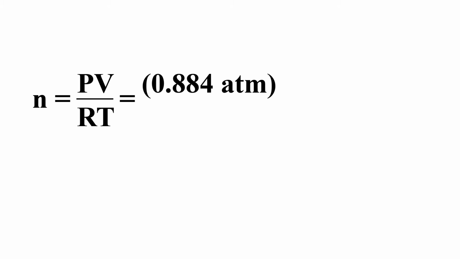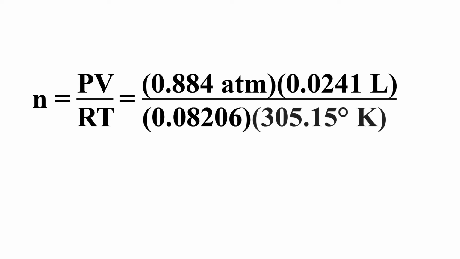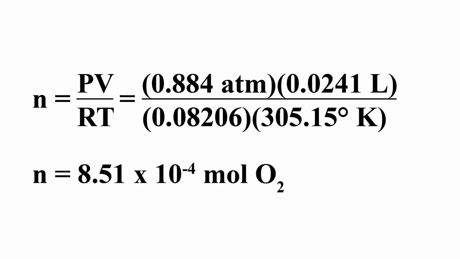Now, rearrange the ideal gas equation to solve for the unknown. Number of moles equals pressure and volume divided by gas constant times temperature. In other words, 0.884 atm times 0.0241 liters divided by 0.08206 times 305.15 degrees Kelvin equals 8.51 times 10 to the negative 4 moles of oxygen.